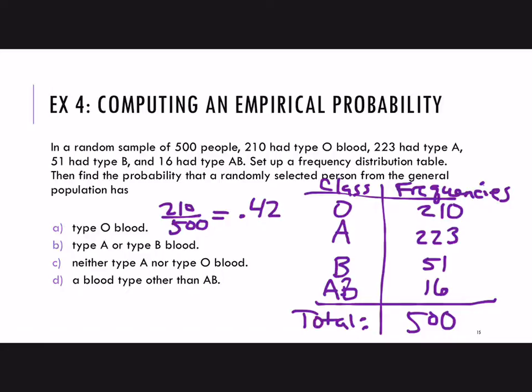Okay. How about type A or type B blood? Okay, so we would add both of those in. Anybody with type A or with type B, so that would be 223 and 51. And that would be 274 people out of 500 people. And as a decimal, that would be 0.548.